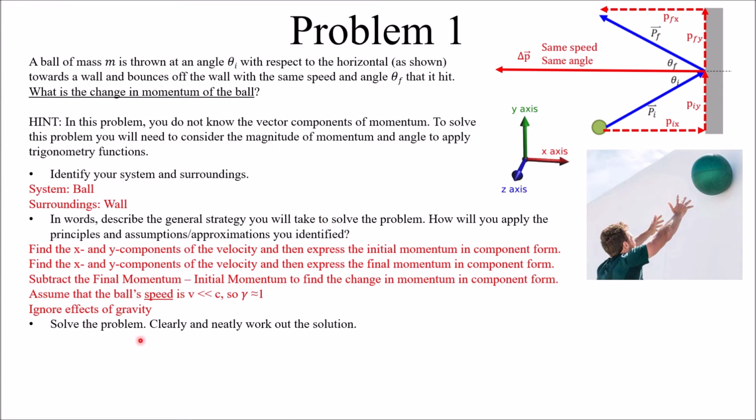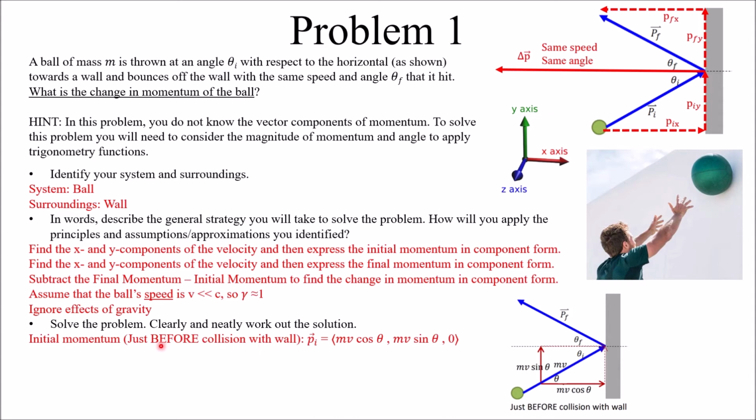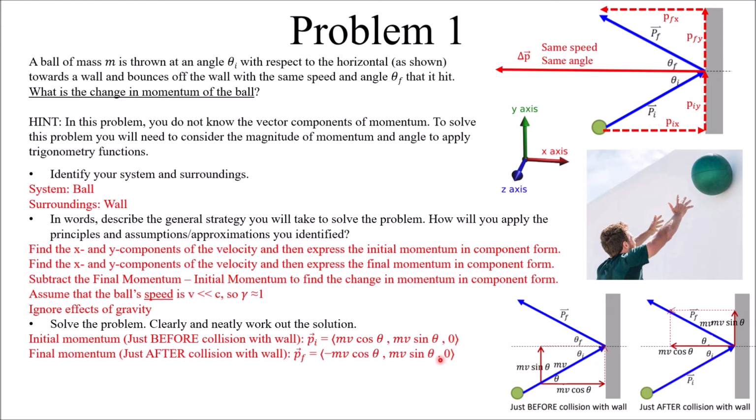And so to solve the problem, what we're going to do is look at the initial momentum right before. Initially it's coming in with mv cosine theta for x and mv sine theta for our y and 0 for the z. And then just after, it's going to be negative mv cosine theta and a positive mv sine theta.